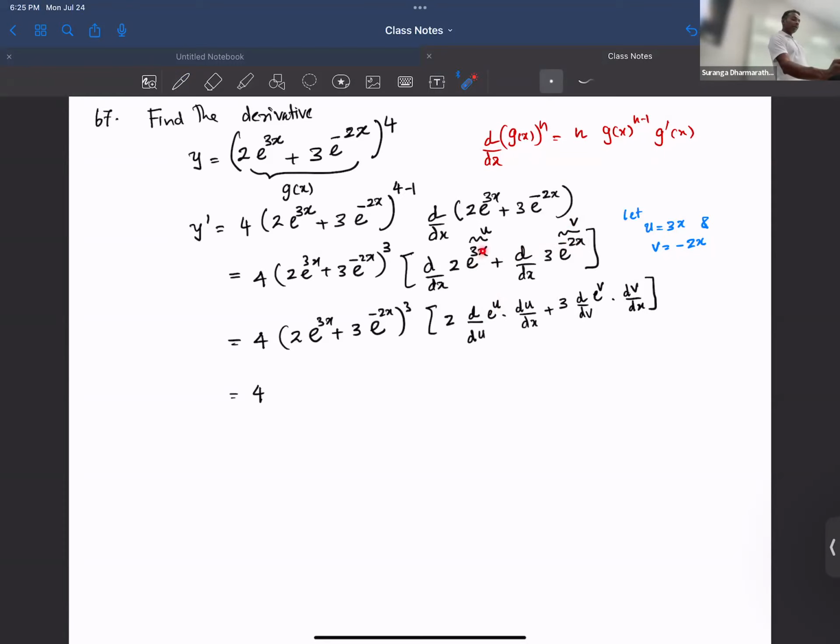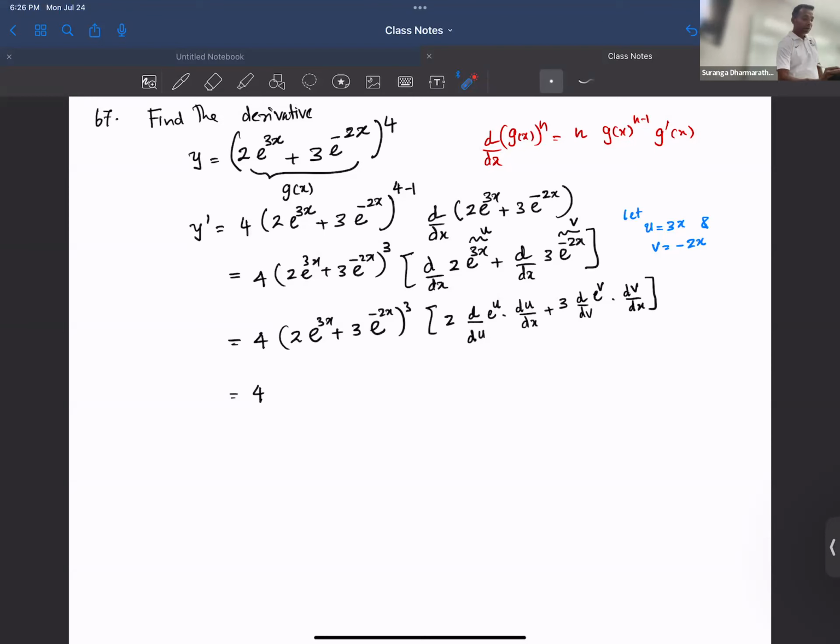Can we directly find the derivative of e to the power 3x? Can we do that? Do we know any equation for doing that? D over dx of e to the x. Yes, e to the x is e to the x. But what about e to the power 3x?